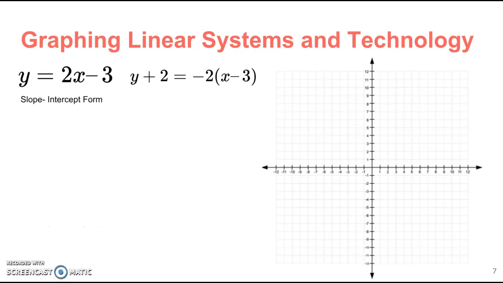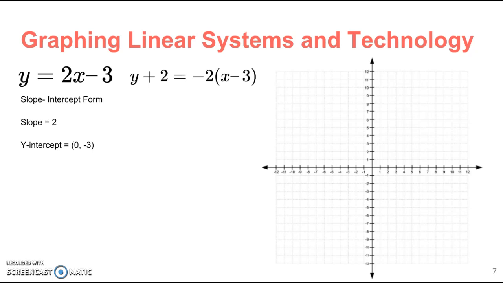The first equation is in slope-intercept form. So think back to what you know about slope-intercept form. This must mean that I have a slope and a y-intercept. The slope of this function is 2. This would tell me to move up 2 units and to the right 1 unit. I also have a y-intercept, and that y-intercept is at 0, negative 3 on the y-axis.